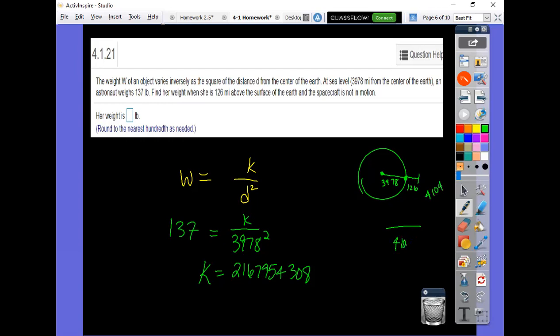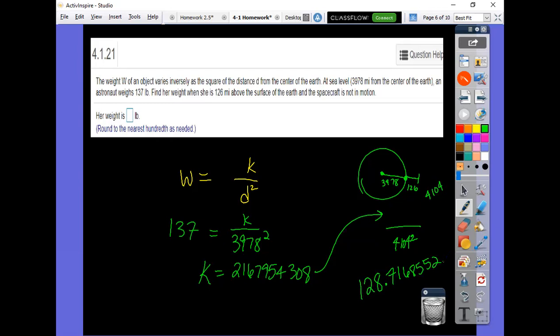So now I've got the 4104 squared, and then this big constant of variation up here. So I've got to take that big constant. I'm on a graphing calculator, so I'm taking that 21679 number for the constant of variation and dividing it by the 4104 squared. And I get 128.7, and so, well, it goes on, 168,552.